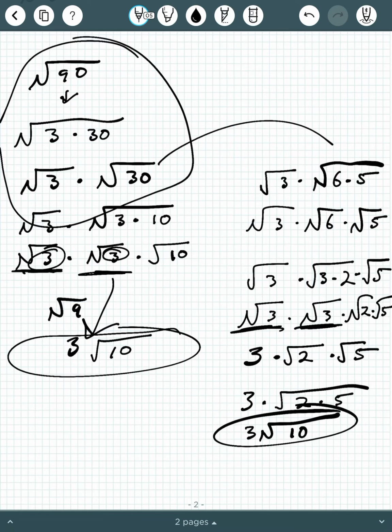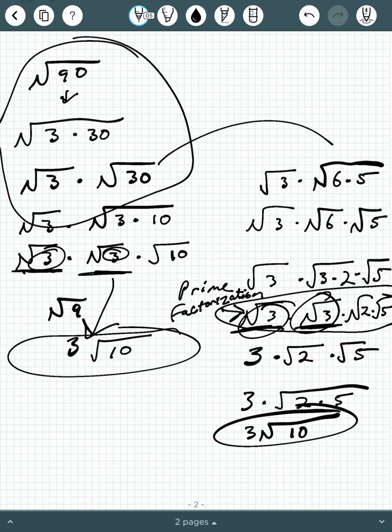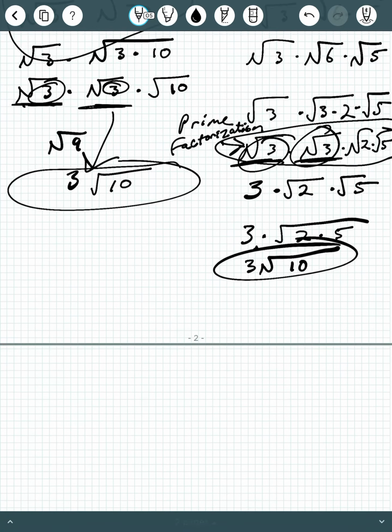We've arrived at that same answer multiple ways, because as long as we go down and we factor until we get perfect squares, we're going to end up with the same final answer. If you go down to something like 3 times 3 times 2 times 5, that's the prime factorization of 90, and it lets us pick out the pairs that we'll use to come up with our 3 on the outside. Let's look at another example.